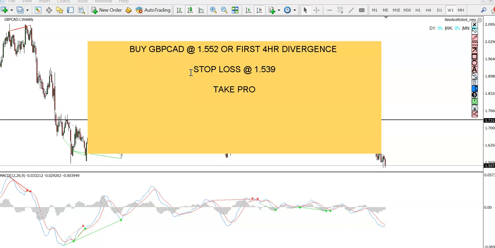Take profit at 1.61. Like I said, if you want to hold this long-term, the target is right at the top of that weekly range, which I'll show you again in a minute, at 1.61.